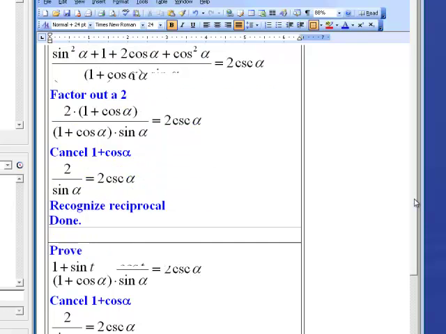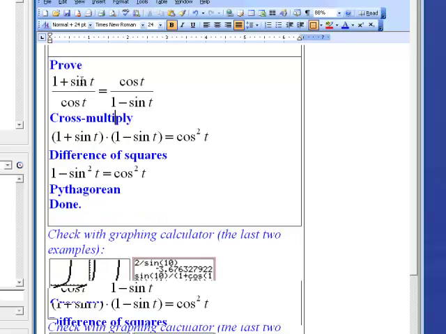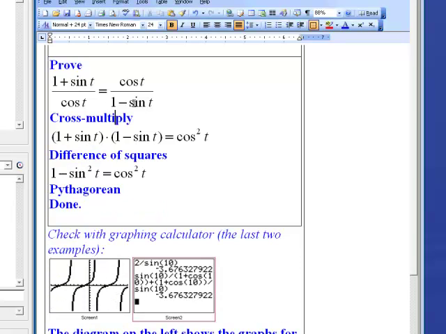Okay, let's go to the next example, where I have to show this: 1 plus sine over cosine equals cosine over 1 minus sine. I readily recognize that when I cross multiply here, I'm going to come up with a difference of squares. Here's the cross multiplication, and then of course I get the cosine to the right-hand side. That way I get rid of all denominators. On the left-hand side now, we have a nice difference of squares: 1 minus sine squared equals cosine squared, and that, maybe not immediately, but pretty soon I recognize as a Pythagorean identity. In fact it is, and we're done with the proof.